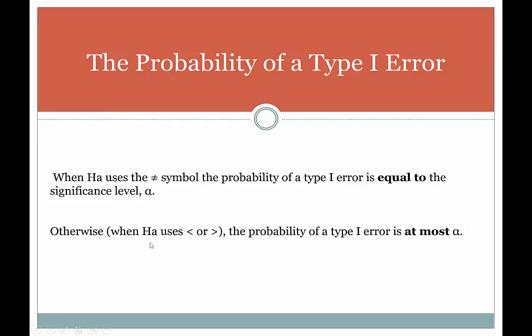Now, the only other cases that exist are a left-tailed test or a right-tailed test, and that's when HA uses either a less than or greater than symbol. The probability of a type 1 error is going to be a maximum of alpha, or in other words, at most alpha. So, for example, if alpha was 5%, in the scenario where you have a not equal to symbol for the alternative hypothesis, the probability of a type 1 error would be equal to 5%, whereas in the one-tailed case, it's going to be a maximum of 5%, meaning the actual probability of a type 1 error could be lower depending on what the true mean is, right? But, again, it won't be any higher than 5%. So it'll go up to 5%, but no higher than that.